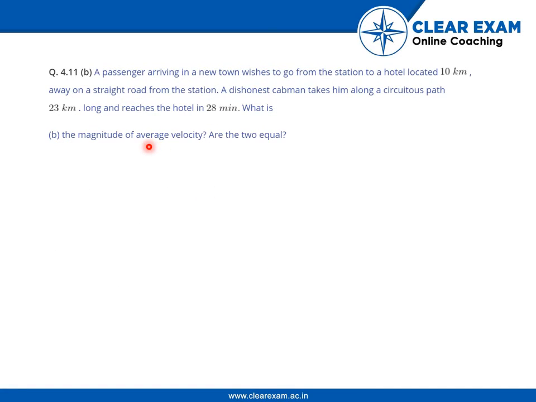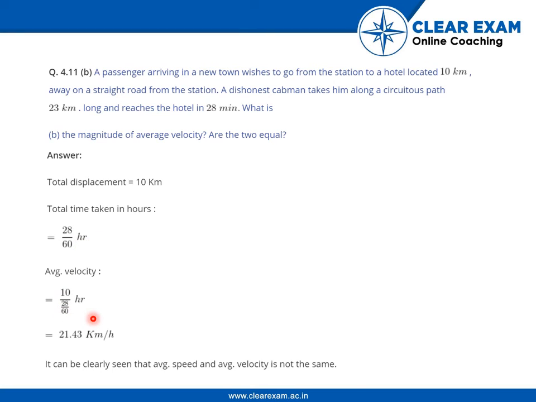The magnitude of average velocity. The total displacement is 10 kilometers because it is the linear path, and we know displacement is the linear path, right? And the total time taken in hours is 28 by 60 hour. So the average velocity is 10 divided by 28 by 60, which gives us 21.43 kilometers per hour.